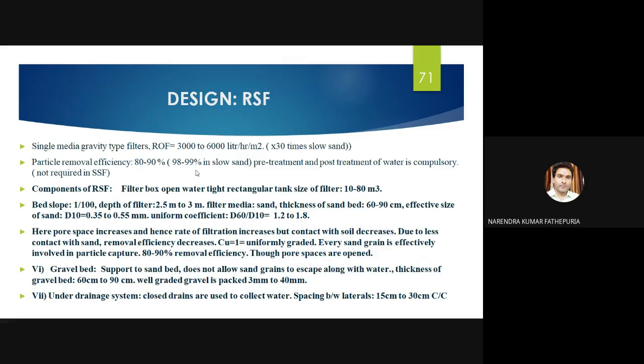Effective size of sand, you have to take as D10, 0.35 to 0.55 millimeter. Uniformity coefficient, D60 by D10, is equal to 1.2 to 1.8 ratio. So that's all about the RSF. Here the pore space increases, hence the rate of filtration increases, but the contact with the sand decreases. Removal efficiency decreases, as I told you, 80 to 90%.